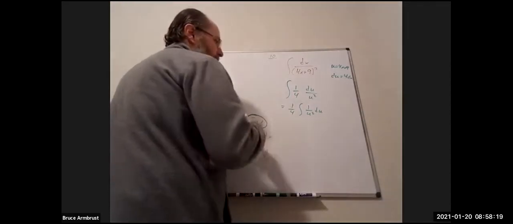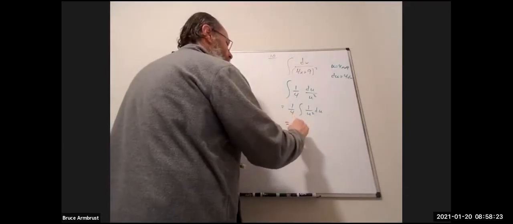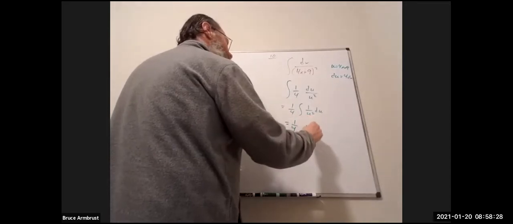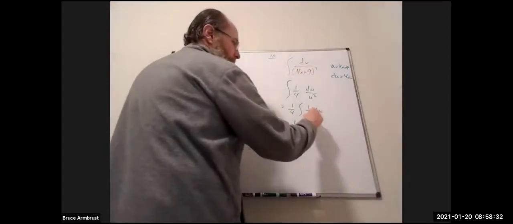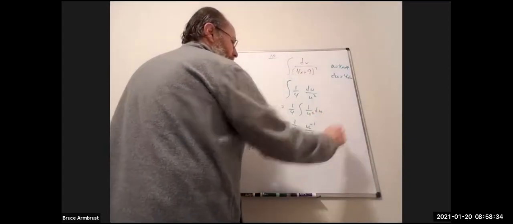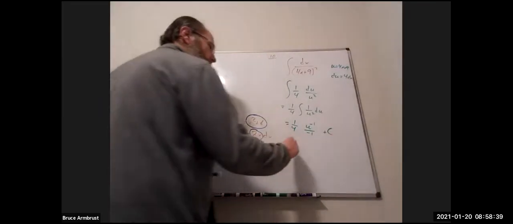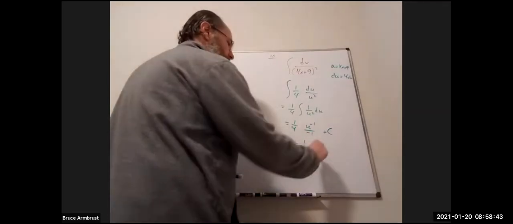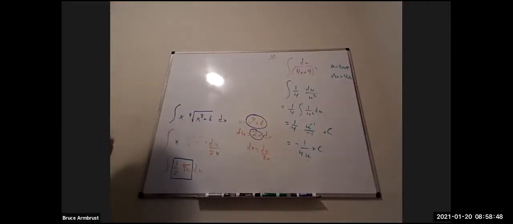So think of this as u to the minus 2. So we're going to get 1/4 u to the minus 1 over -1. And of course, because this is an indefinite integral, since there are no bounds, we do need to plug on the plus c. So this is minus 1 over 4u plus c. But if you try to put that into the box, it's going to give you the red X of shame.